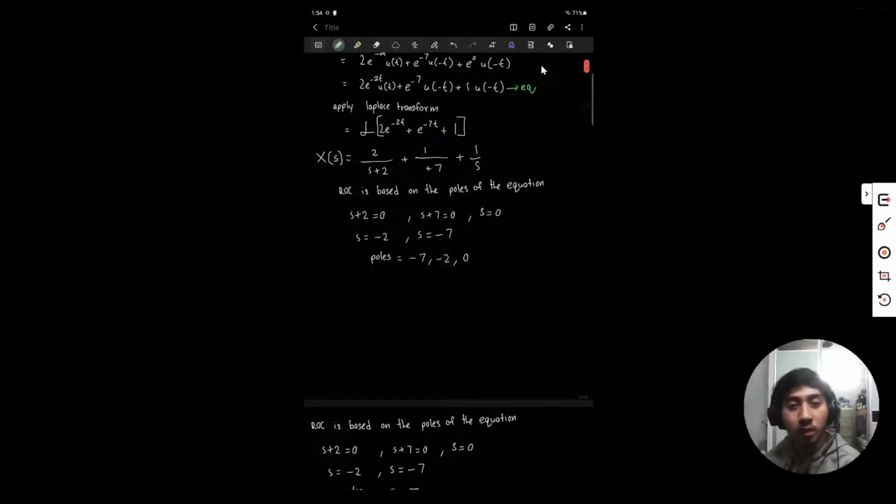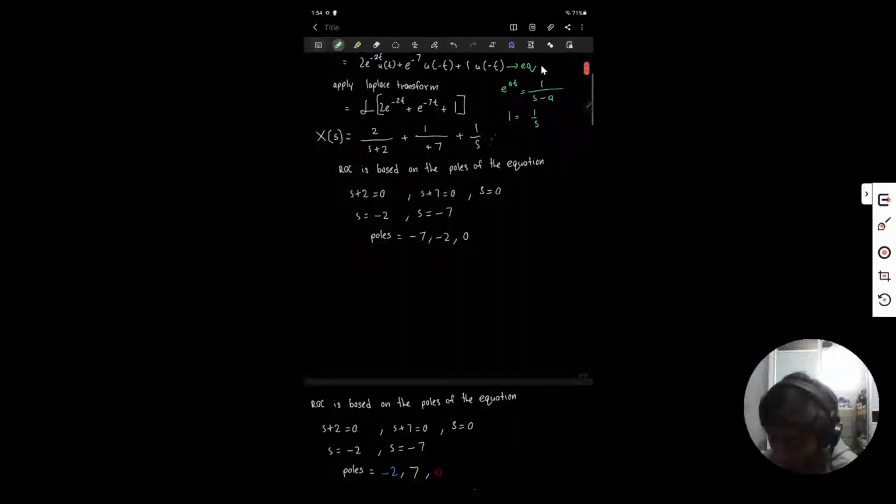After we get the equation, we apply Laplace transform. For the formula of Laplace transform, we use the table to transform. What I got from the table is e to the power of AT is equal to 1 over S minus A. One more is 1 is equal to 1 over S. Afterwards we get this equation after we apply Laplace transform.